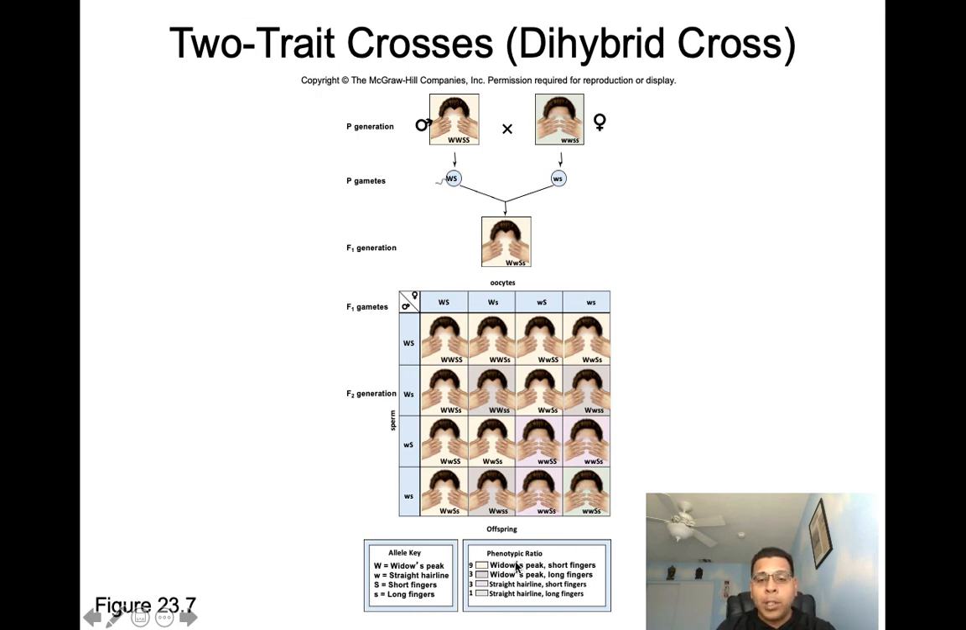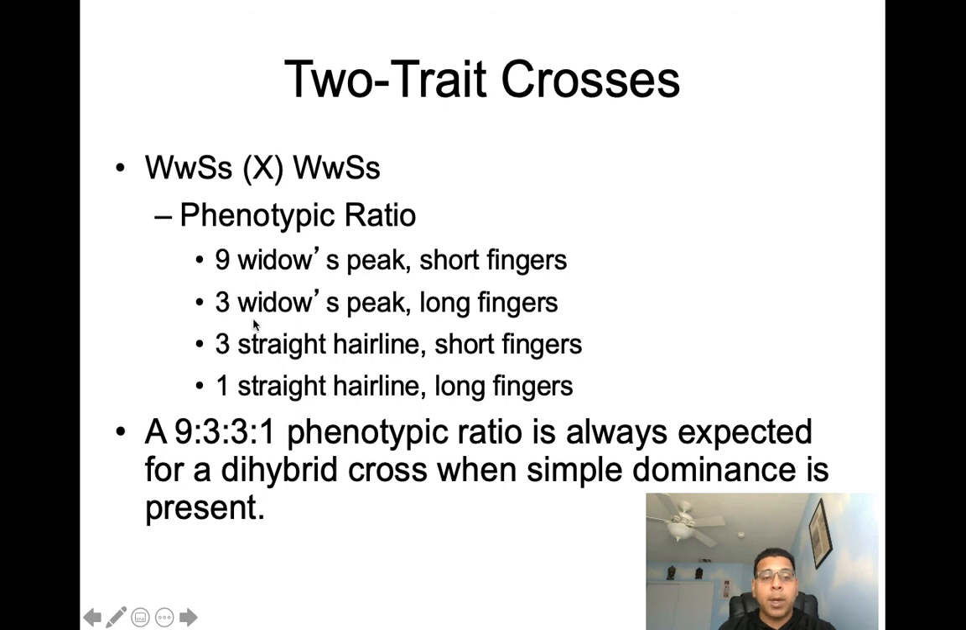And then the phenotypic ratio is telling us that out of these 16 offspring, 9 are going to have a widow's peak and short fingers. 3 will have a widow's peak and long fingers. 3 will have a straight hairline with short fingers. And 1 is going to have a straight hairline and long fingers. So we can see that same thing right inside of here. The phenotypic ratio is 9 to 3 to 3 to 1, and that's always going to be expected for a dihybrid cross when simple dominance is present.